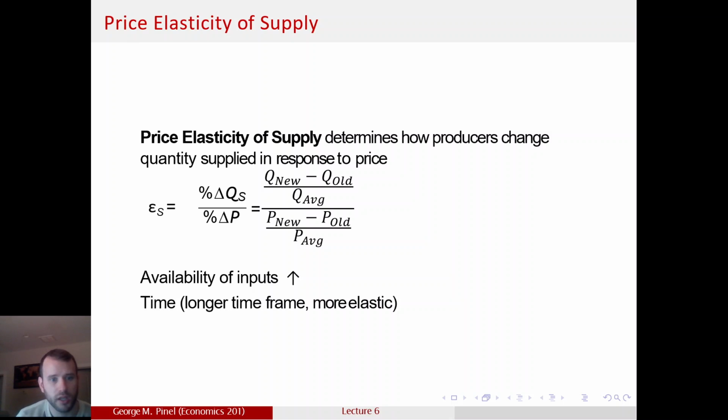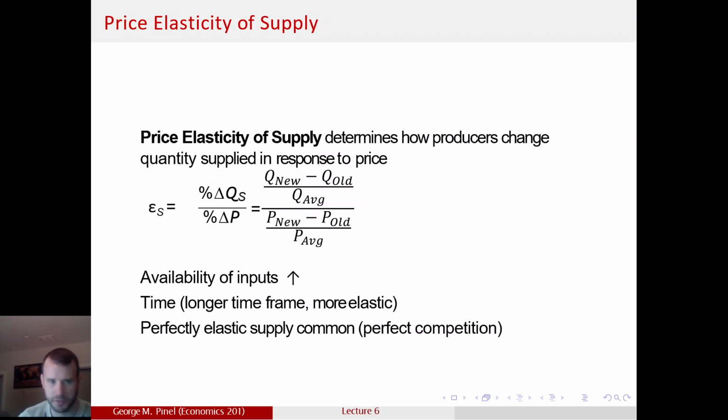What else? Time. Even if you have limited inputs, if you know that the price change isn't going to happen for another year, that gives you time to adapt, find a new provider so that you can produce your good. So time increases the elasticity. Those are the two big determinants of how elastic the supply could be.